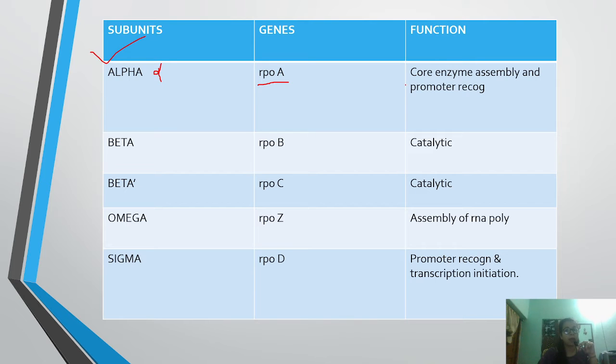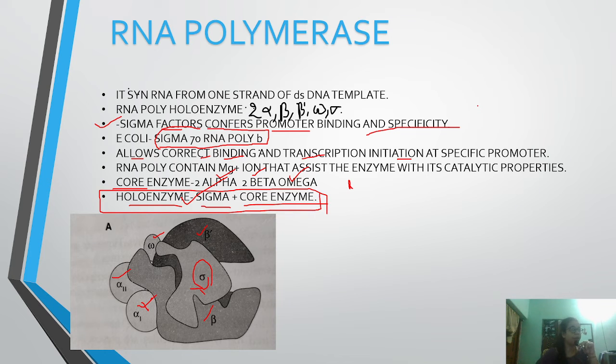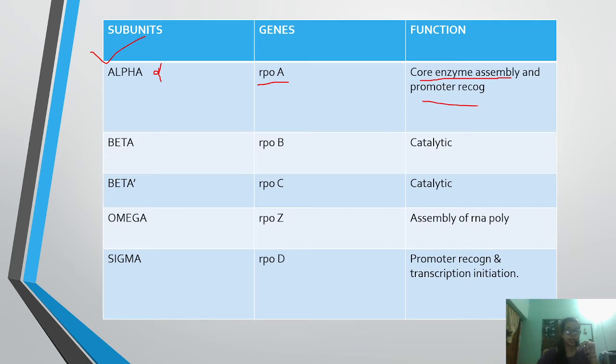And what is the function of alpha? It is responsible for core enzyme assembly and promoter recognition. What is the core enzyme? As I have already told you, 2-alpha, 2-beta and omega. So alpha is responsible for the assembly, the binding of the core enzyme, as well as it recognizes the promoter sequence. Very important.